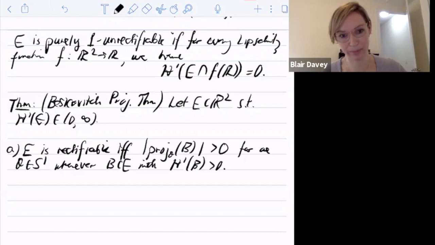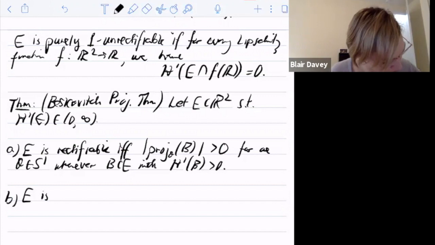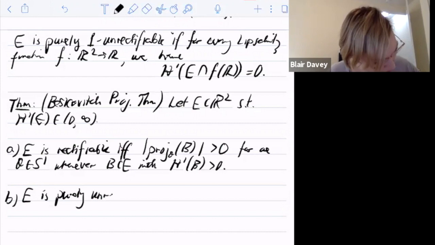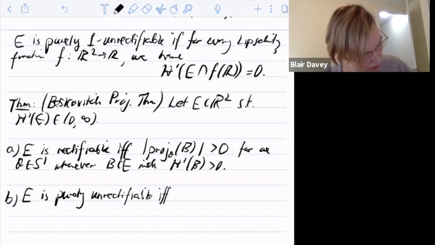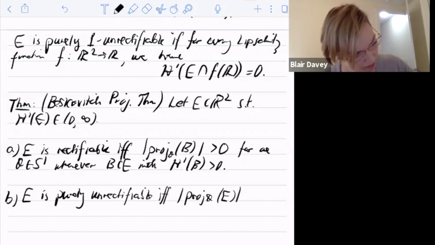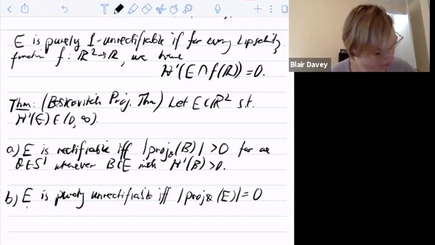On the other hand, E is purely unrectifiable if and only if, when we look at the projection onto angle theta of E and measure that in one-dimensional Lebesgue measure, this is equal to zero for almost every angle theta on the circle.